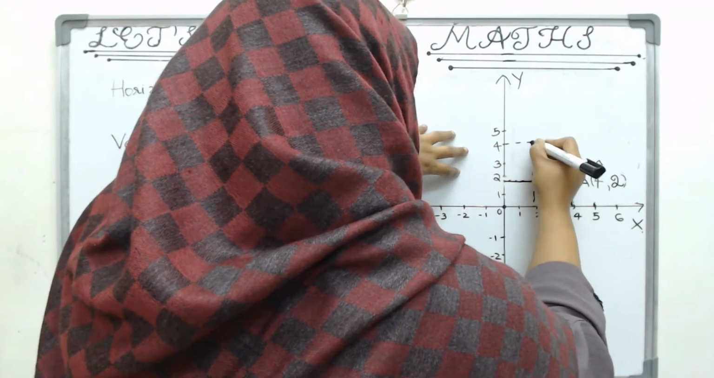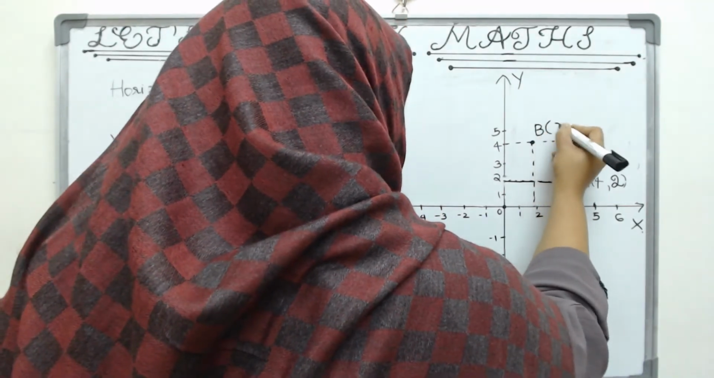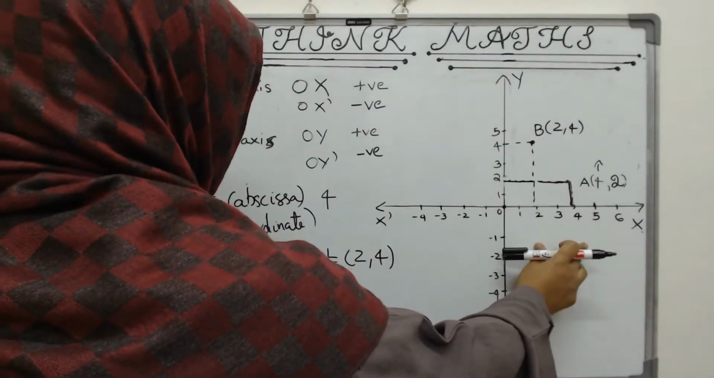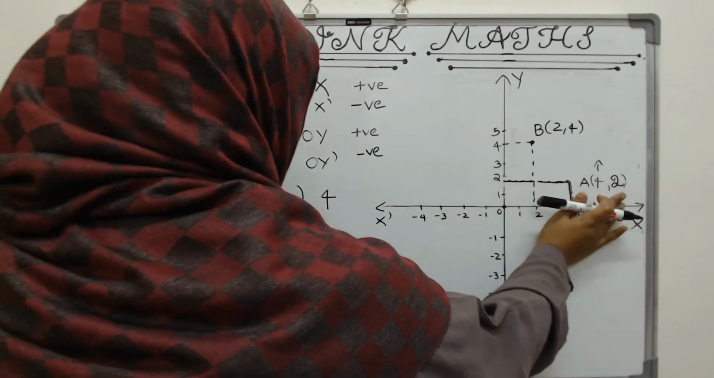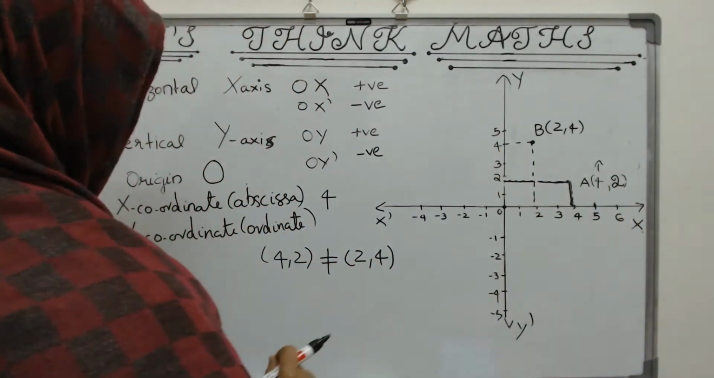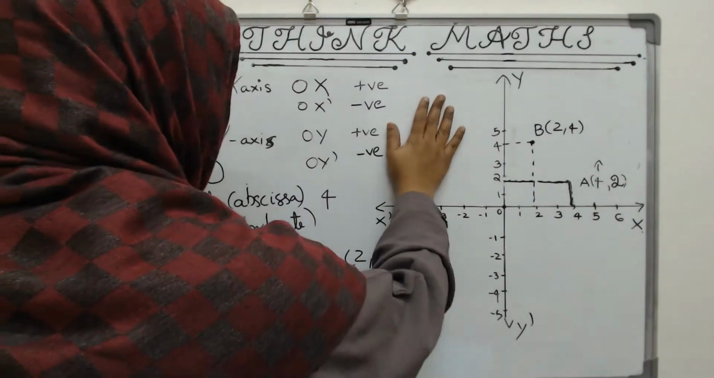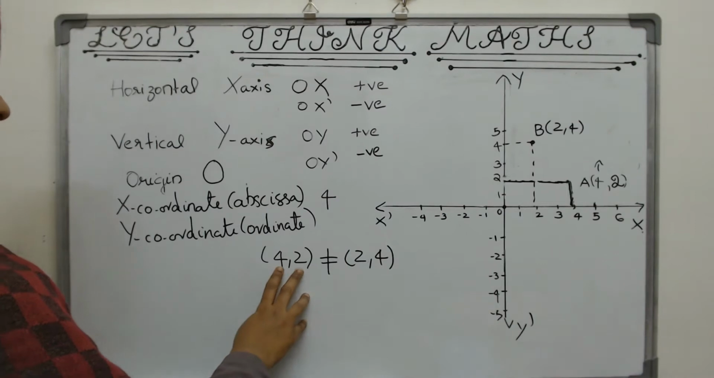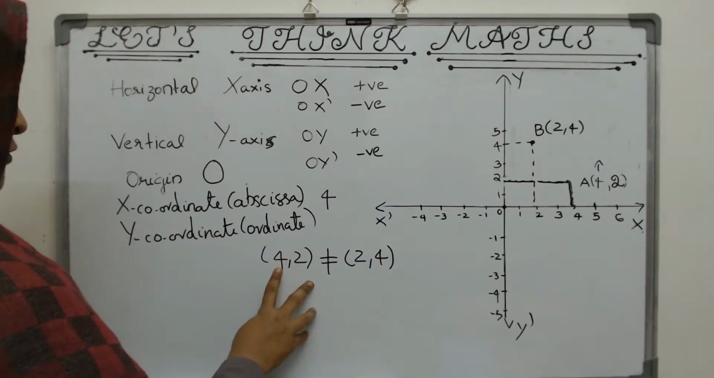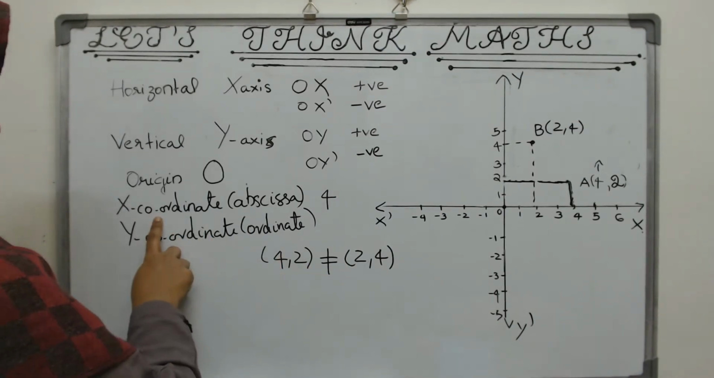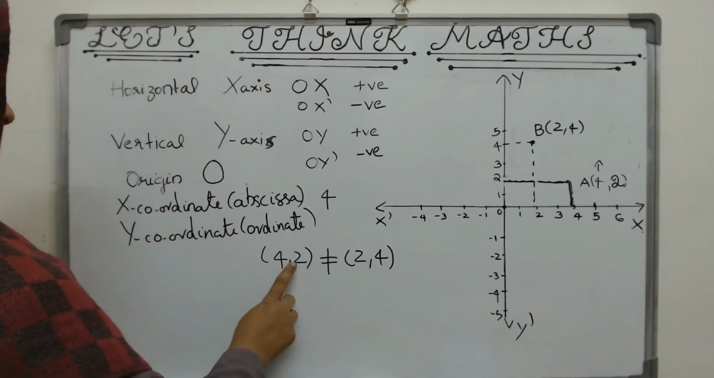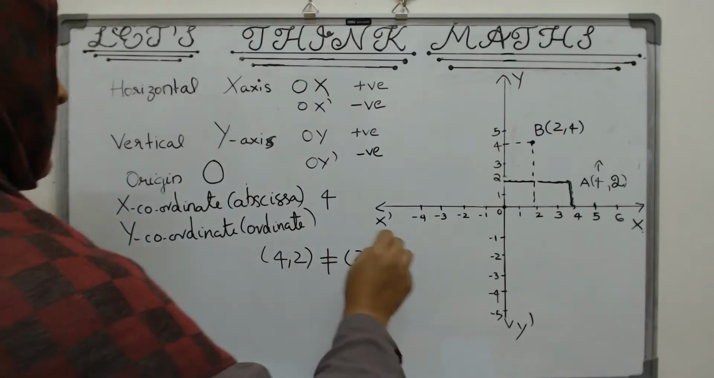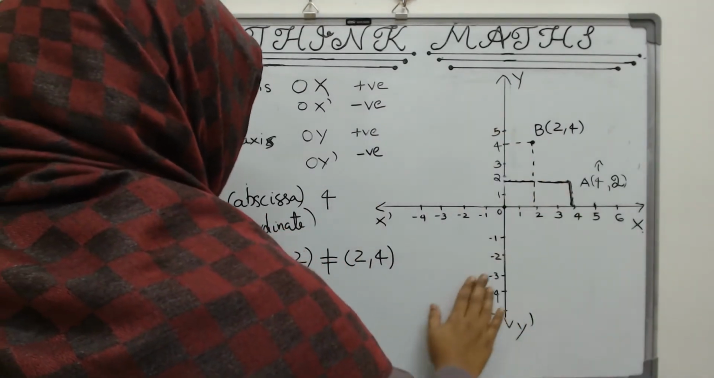They meet at this point B. Now this point is 2, 4. So these two are completely different points. 2, 4 and 4, 2 are two completely different points. So each point on this plane is uniquely represented by an ordered pair of two numbers, the first of which we call the x-coordinate, which is the abscissa, and the second which we call the y-coordinate or the ordinate. And this can be for any point in this plane.